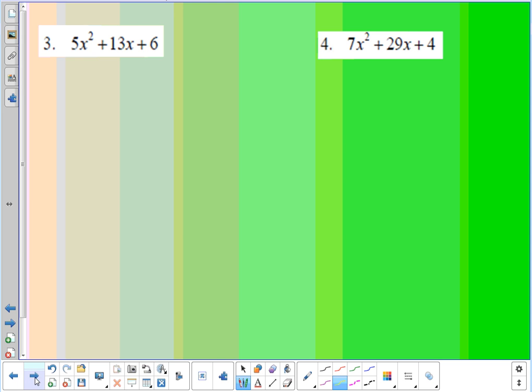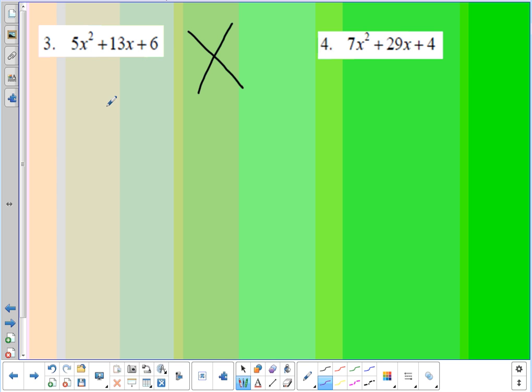All right, so let's just try some. So the first thing I do is check for GCF. 5, 13, 6, can't do it. X is not in the 6, so can't do it. No GCF in number 3. Now I set up my big factor X. So you're really going to want to draw yourself a large X because you're going to be writing some things in the 4 sections of the X.